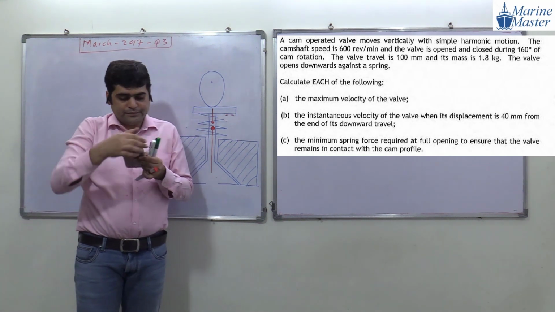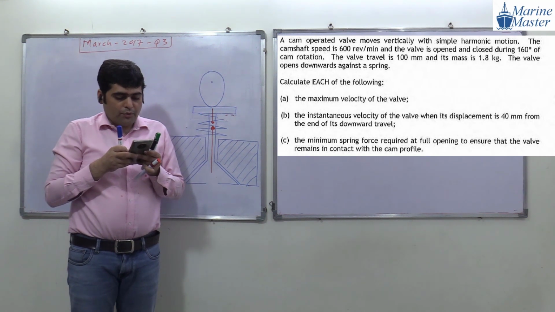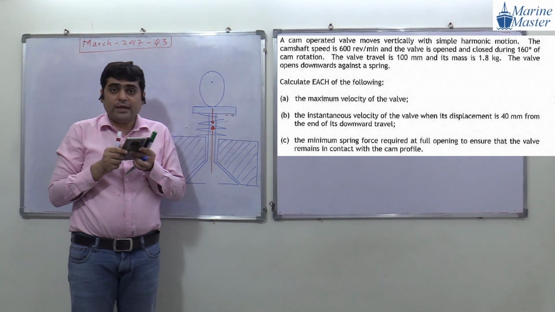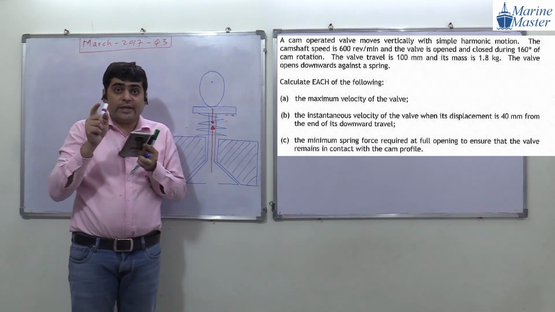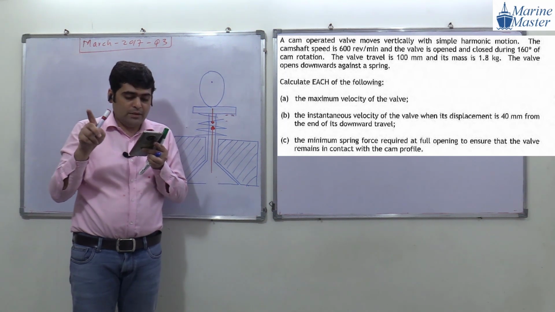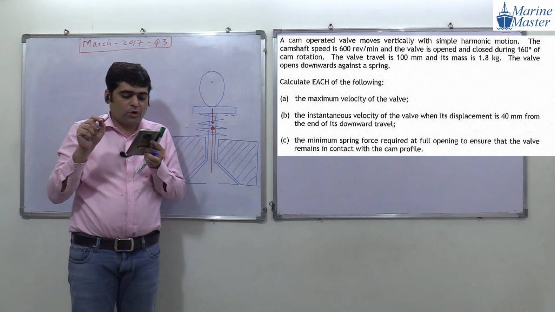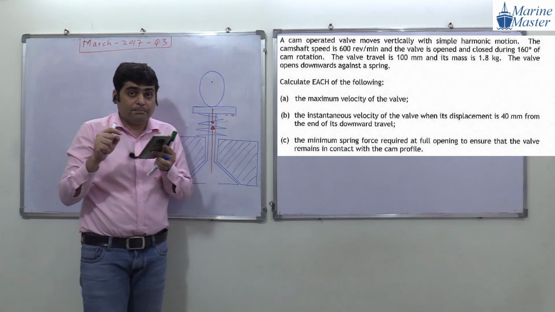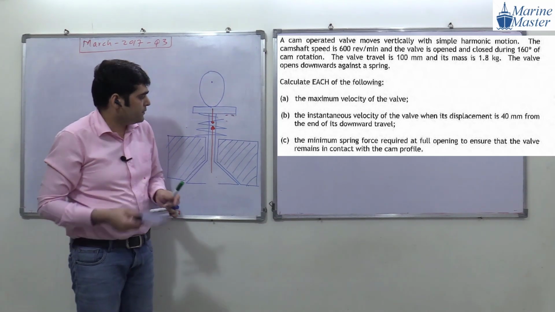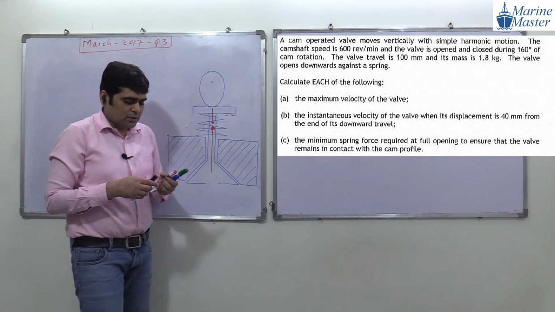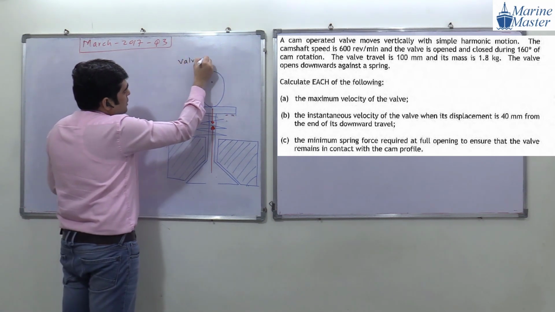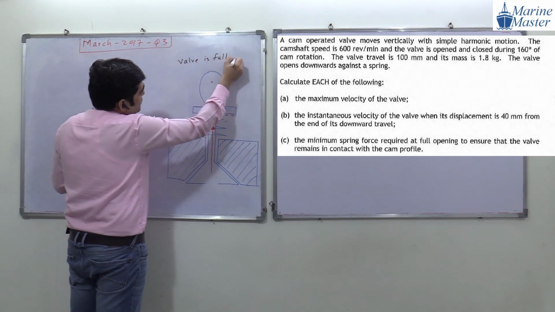So guys, what they are asking us in the C part is the minimum spring force, which means we have to calculate the lowest value of spring force required at full opening, to ensure that the valve remains in contact. When the valve is fully open, it means what? Everyone try to see the scenario here.